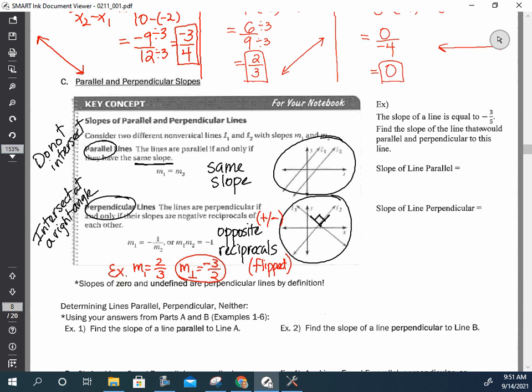So, for the example off to the side so that you can see how it works. The slope of a line is equal to -3/5. Find the slope of the line that would be parallel and perpendicular to this line. So, you just got to know the definition. A parallel slope has to be the same. So, if you start with -3/5, you have to stay with -3/5.